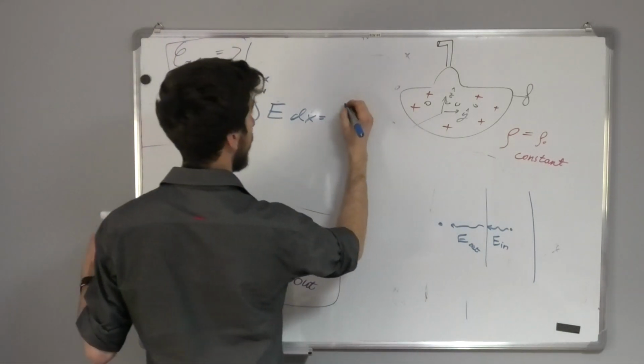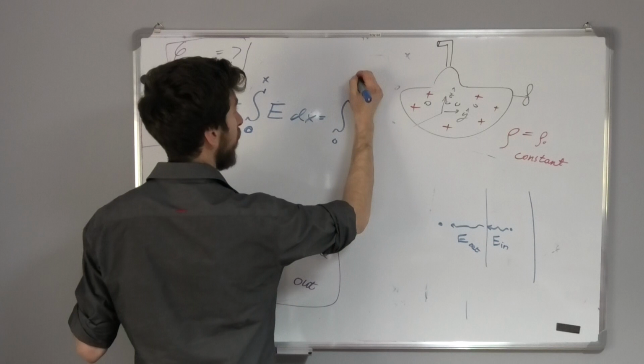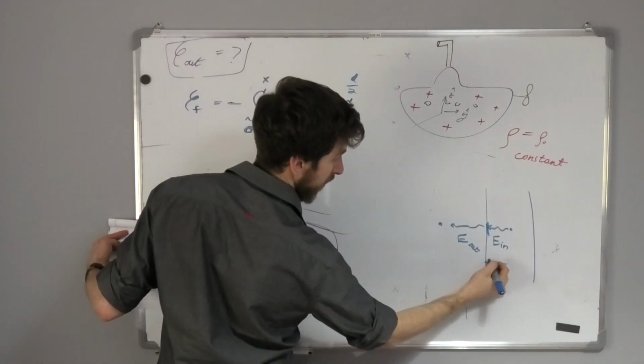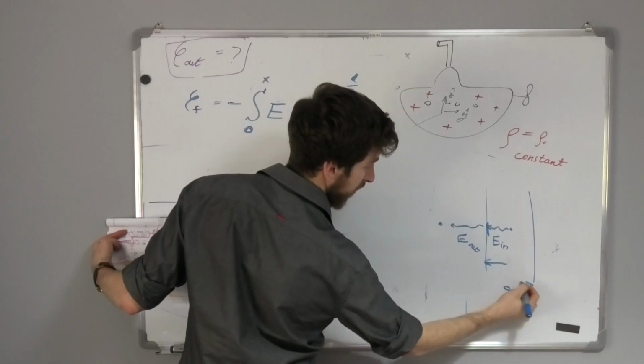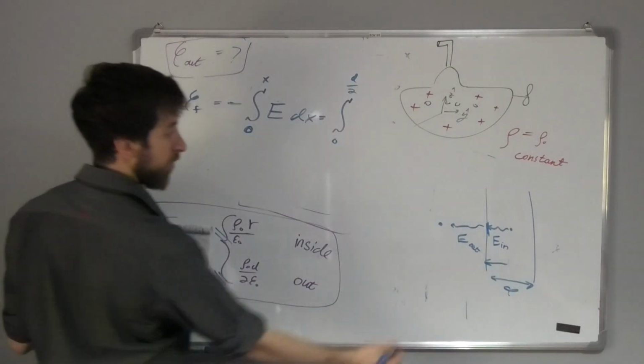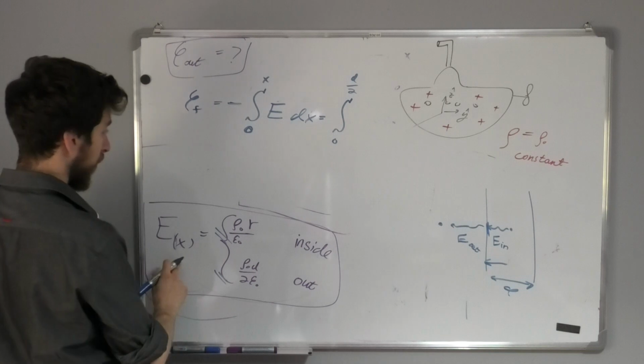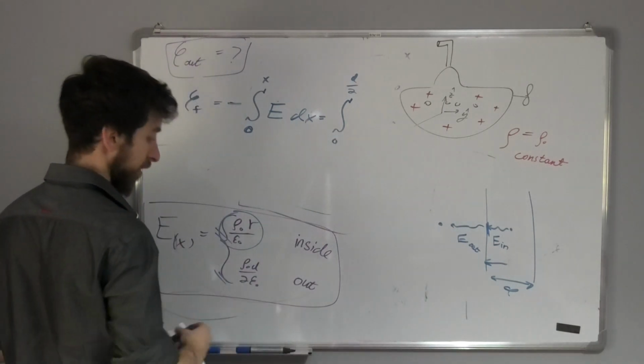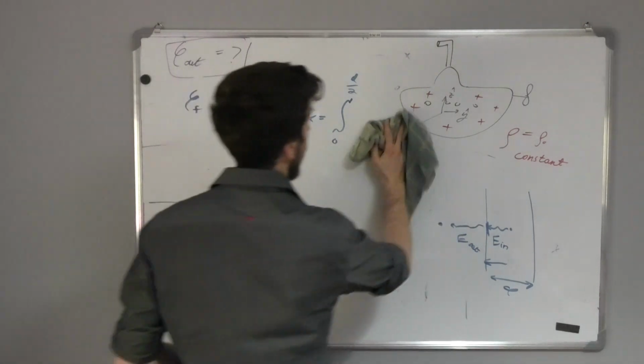We can say that the integral is from 0 to d over 2. What is d over 2? It is this place. If d is the total length of the wall, this is d over 2. And we can use the inside term. Let's do it in purple, and let's put aside the summary.